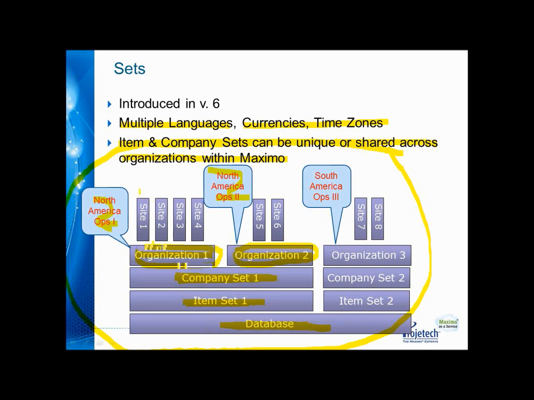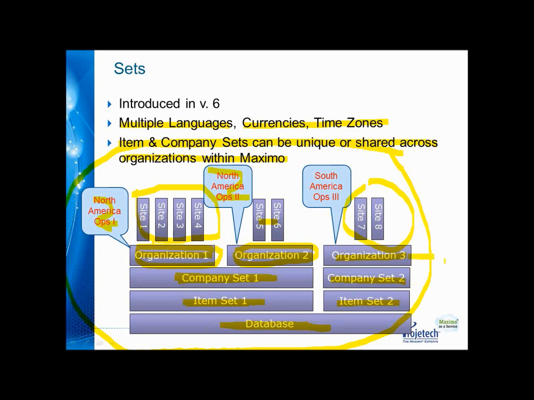And then within the organizations, we break out our sites. You can see Organization 1 has 4 sites, and Organization 2 has 2 sites. Then we've got our South America operations. They could be manufacturing something completely different from North America, or their operations are just different, and they're ordering different types of parts and equipment from different vendors. So in this case it made sense to create their own item set, their own vendor list, and a separate organization for South America's sites. But this is all one company within one database in Maximo.